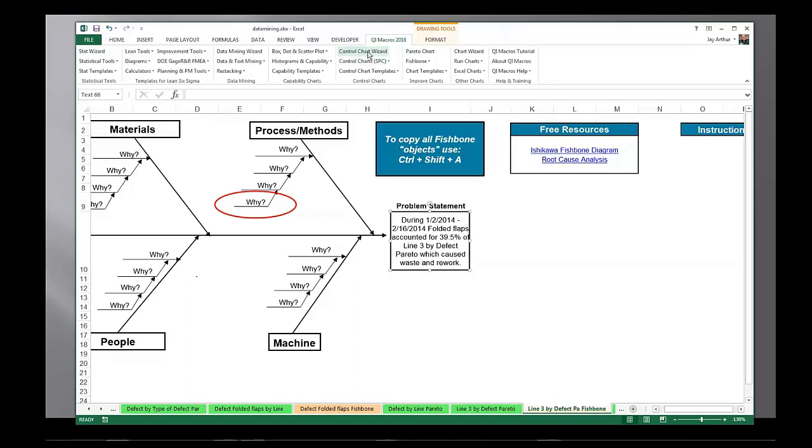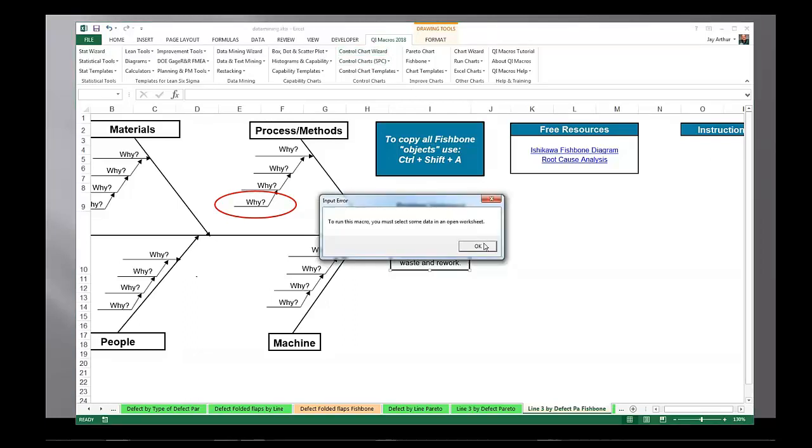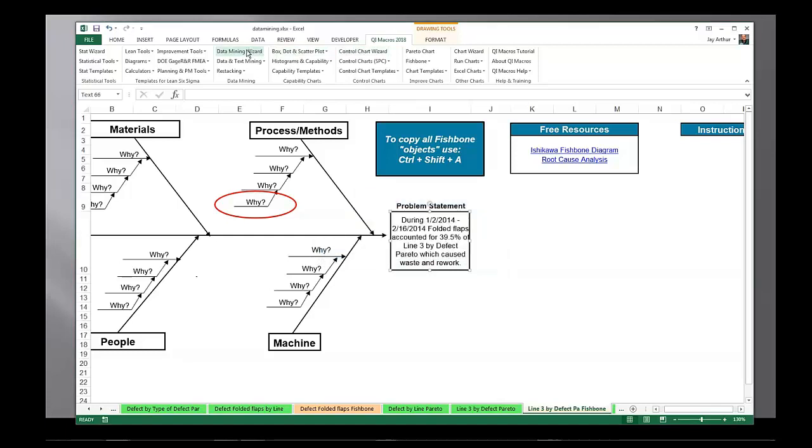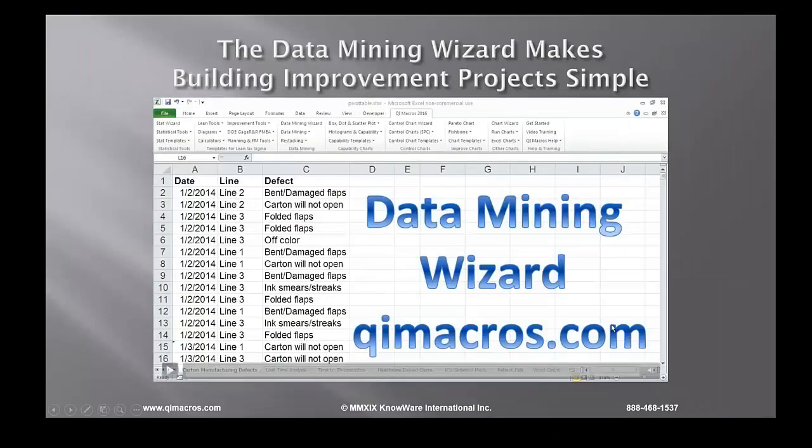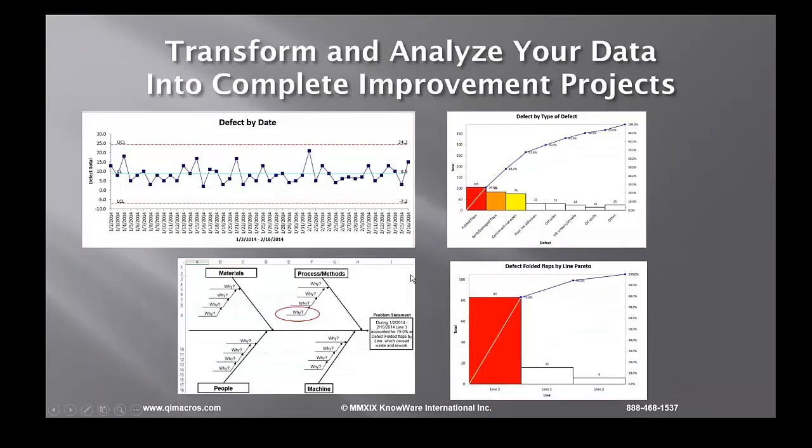And I think the QI Macros with the chart wizards, the data mining wizards, stat wizards, these things will do most of the heavy lifting for you, and then you can decide what do you want to fix and get on with it. So that's the data mining wizard. Again, it's going to turn raw data like this into an entire improvement project in a matter of seconds, and then you have to go figure out what to do with it.